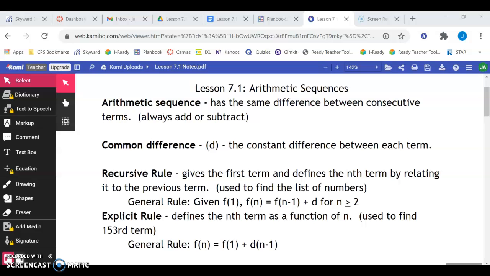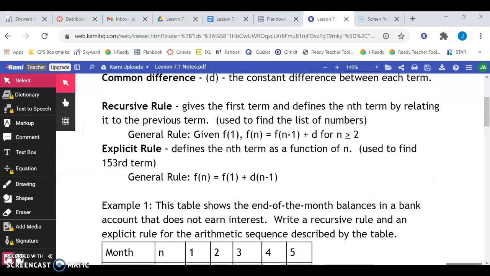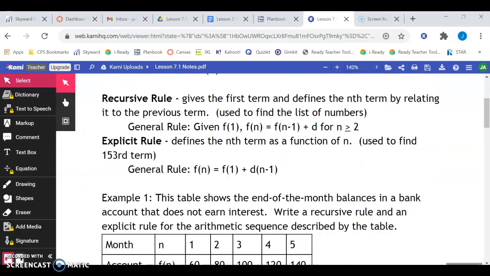And then just a refresher here, a recursive rule is one that you're given the first term of, and it defines the nth term by relating it to the previous term. So remember, the recursive rule is the one that we couldn't ask you to find the 150th term of without knowing the 149th term. So that's the one you would have to write everything out for. And the explicit rule is the one that you could plug in. If you wanted the 150th term, you could plug 150 in and figure it out.